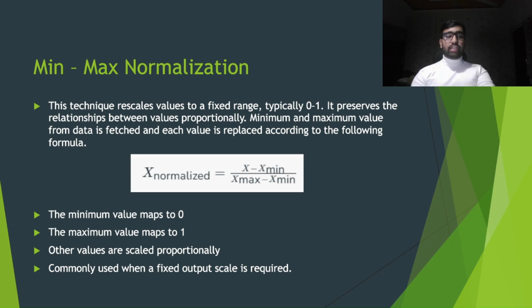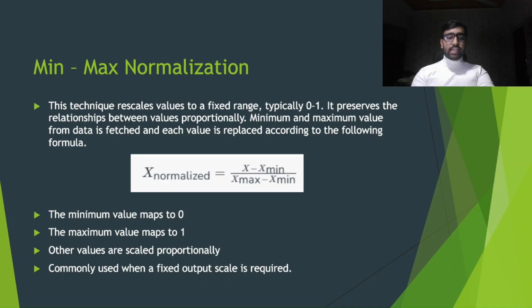Min-max normalization. This technique rescales values to a fixed range, typically 0 to 1. It preserves the relationship between values proportionally. The minimum and maximum values from the data are fetched and each value is replaced according to the following formula. So in min-max normalization, we use the minimum and maximum values in our given data to normalize the data, and all the values are proportionally normalized with respect to each other.